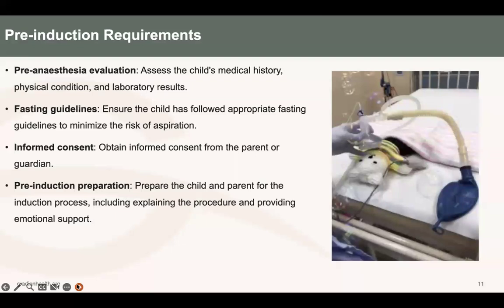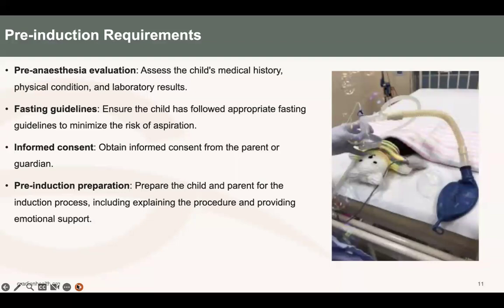So like I mentioned, consent is gotten from the parent or the guardian. And the pre-induction period requires very good preparation. So it's not just preparation on our part, it's preparation on the parent as well. We have to really explain what is happening at the time, and what's going to happen in theater, to the parent, and sometimes to the child, if it's indeed a bigger child. So it's very important. So we have to offer emotional support.